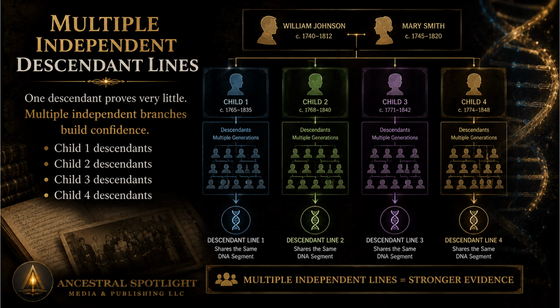Imagine 4 children of the same ancestral couple. Now imagine descendants from each child all carrying the same chromosome segment. Suddenly, we have something much stronger. Each independent descendant line acts almost like another witness in a courtroom. One witness may be mistaken. 5 witnesses telling the same story become much more convincing. This is why larger chromosome projects become increasingly reliable as more descendants participate. Each additional independent branch either strengthens or weakens the original hypothesis.